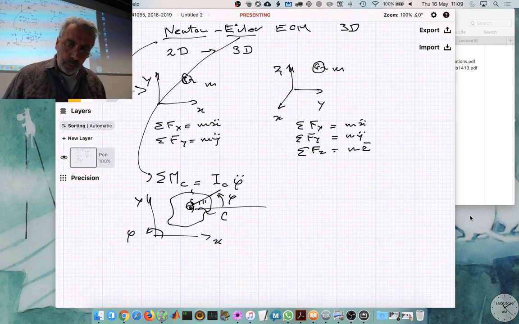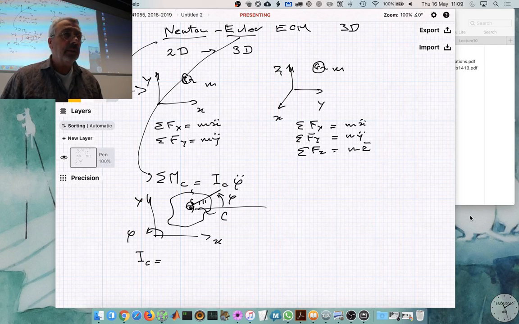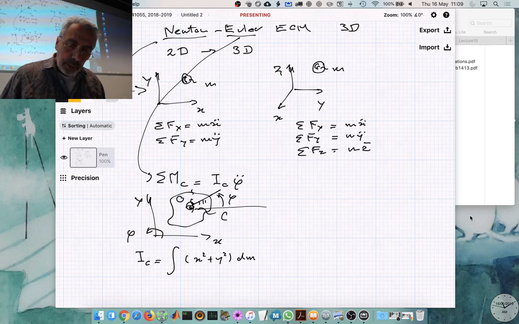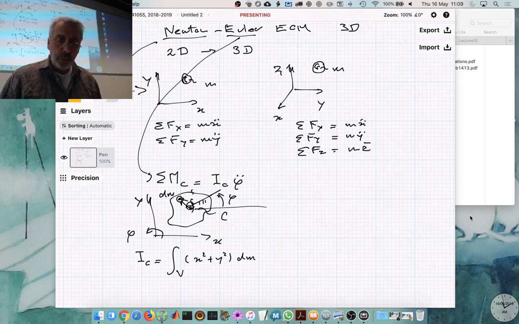Now, do we remember what was IC? That was a complex thing. That was an integral over the whole body. Does anybody remember what the mass moment of inertia is by definition? Yeah, it's the distance squared, x squared plus y squared, times dm. So if you take a piece of mass dm, you take this distance squared, and then you add that all up over the whole volume, and you get mass times distance squared.